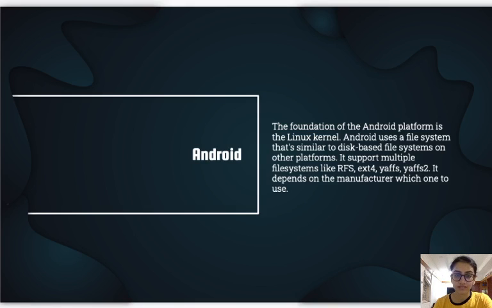Android uses a file system that is similar to all the other disk-based file systems on other platforms. It supports multiple file systems such as RFS, ext4, WAFs, and YAFFS too. It depends on the manufacturer which one they want to use. However, the most popular one is YAFFS. So let us consider it for our further discussion on file management in Android.